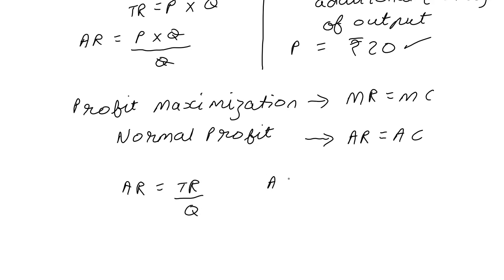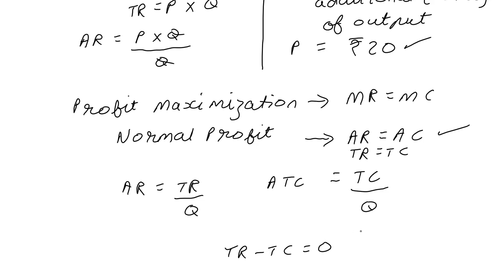How do we get average total cost, or simply average cost? It is total cost upon quantity. So if we are saying that average revenue is equal to average cost, it's also saying that total revenue equals total cost. Now, if total revenue minus total cost is equal to zero, how are we making any profit? How can we call it normal profit?